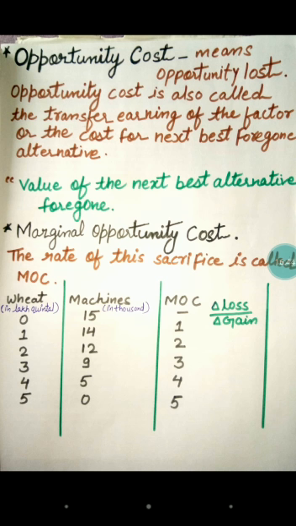In opportunity cost, we are talking about sacrificing something, but in marginal opportunity cost, we are talking about the rate at which we are sacrificing one good for getting another good. In the PPC also we have talked about this MOC. If we get MOC in an increasing manner, then the shape of the PPC is concave. I hope you all understood. Thank you.